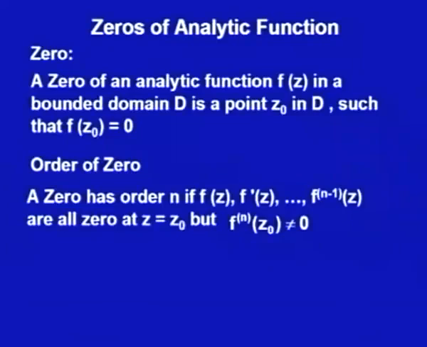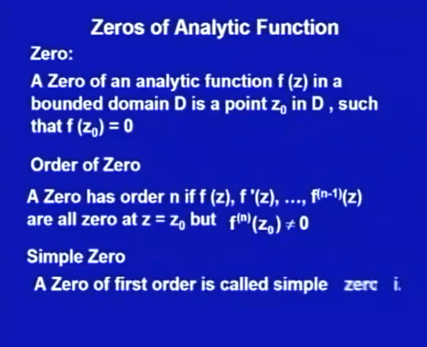A zero of order 1 is called a simple zero. So, a zero of first order is called a simple zero, that is, z0 is a simple zero if f(z0) is 0, but f dash at z0 is not 0.